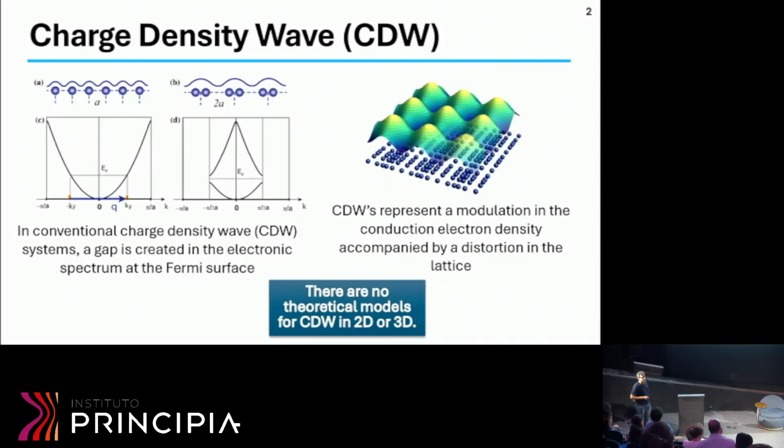As most of you know, a charge density wave is a modulation of the conduction electrons that is accompanied by a distortion of the lattice. For the one-dimensional case, there is a theoretical solution for it, but for most real materials, like 2D or 3D, there's no theoretical description for the charge density wave, at least not an exact solution.